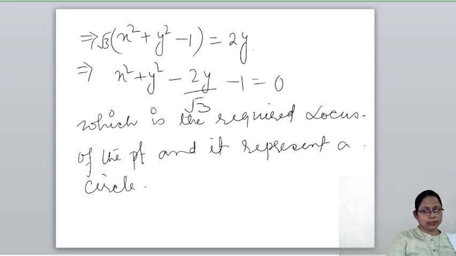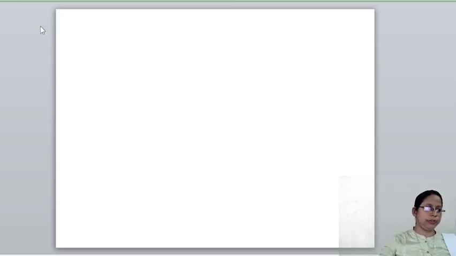Take the next example, part 2. Find the locus of these points.